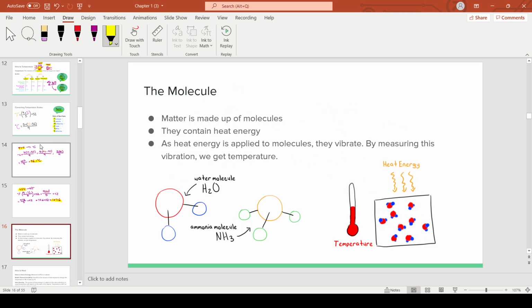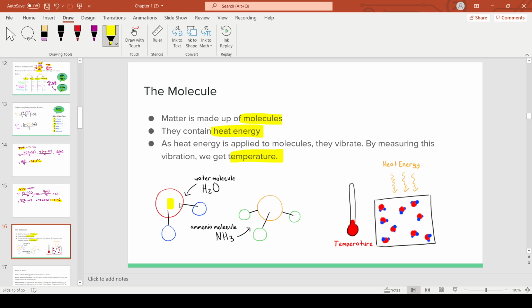Now we are going to learn about the molecule. Matter is made up of molecules. We are all made up of molecules. Everything is made up of molecules. These molecules contain energy in them, heat energy. And as heat energy is applied to these molecules, they vibrate. By measuring this vibration, we get temperature. So the intensity, how fast those molecules are moving, is the intensity of heat energy, and that is where we get temperature.